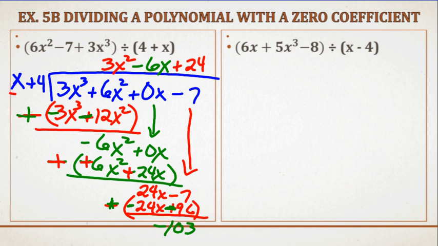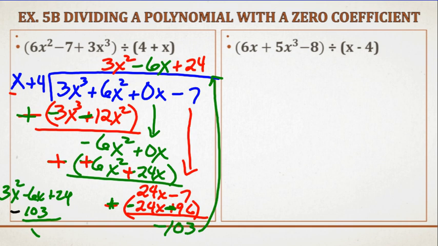That is my remainder. I don't have anything else to bring down, so I bring that up here, and I put down as my answer 3x squared minus 6x plus 24, and then I'll put minus 103 all over x plus 4. And this would be my answer.